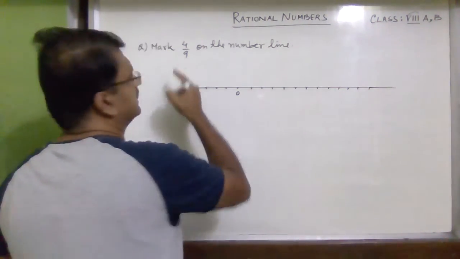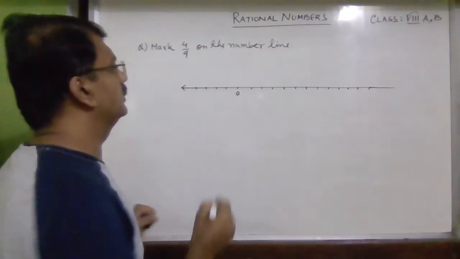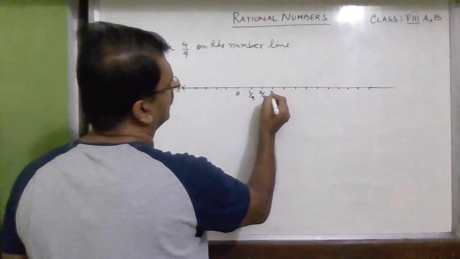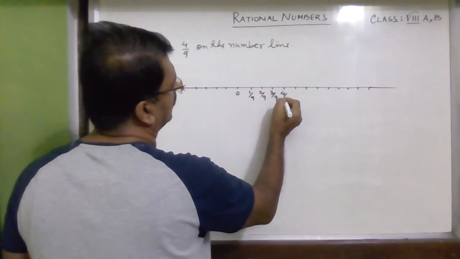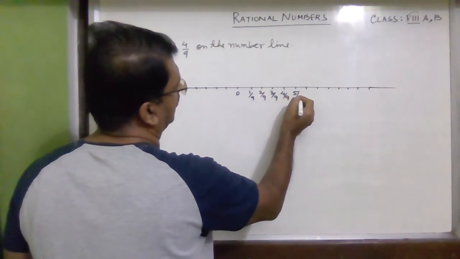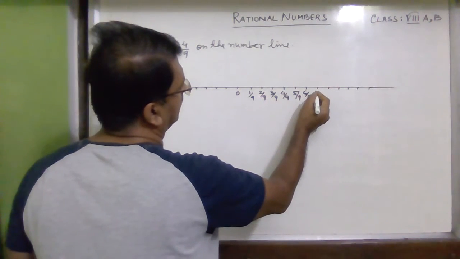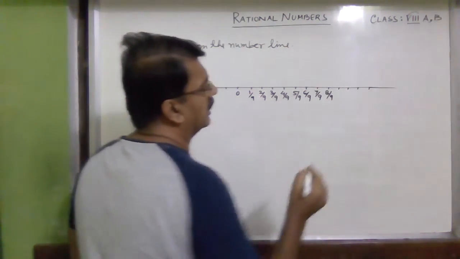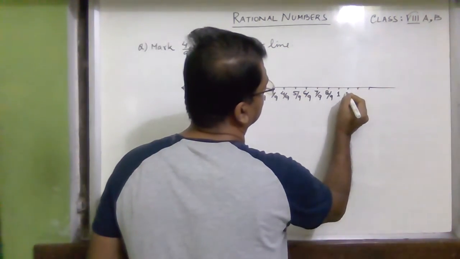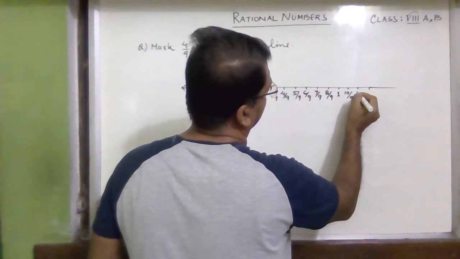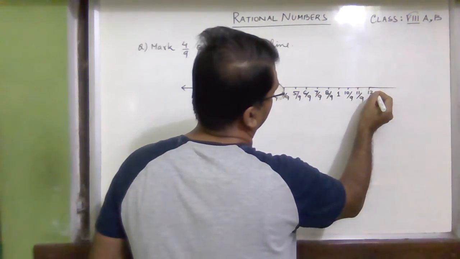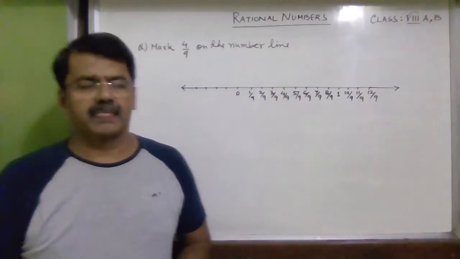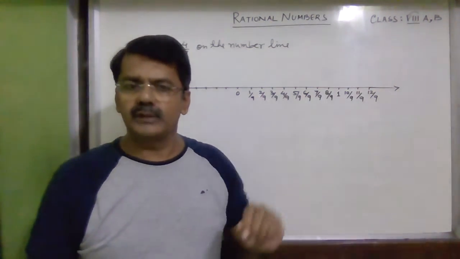Now as there is a 9 in the denominator, you write down here 1 upon 9, 2 upon 9, 3 upon 9, 4 upon 9, 5 by 9, 6 by 9, 7 by 9, 8 by 9. Now instead of 9 by 9 you write down 1, 10 by 9, 11 by 9, 12 by 9, and so on. That arrow shows that it is extended up to infinity.